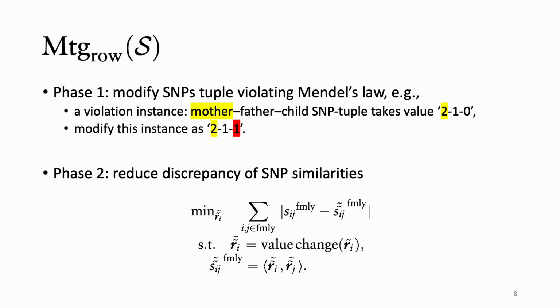The row-wise mitigation technique contains two phases. In the first phase, it modifies SNP tuples that violate Mendel's law. Here is an example of a violation incident where the mother's SNP has been fingerprinted, and to make this tuple satisfy Mendel's law, we update the child's SNP from 0 to 1. The second phase solves an optimization problem to reduce the discrepancy of the SNP similarities.